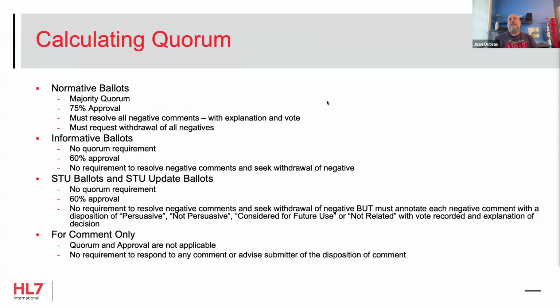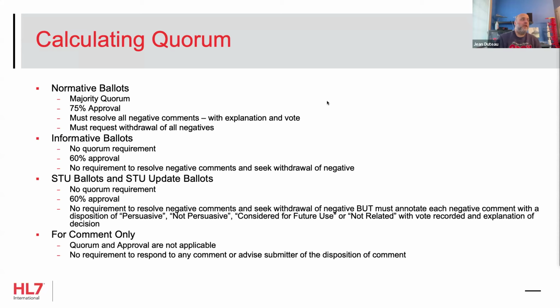I mentioned around the quorum, and these rules are on the ballot desktop, right? If it's normative, you have to have a majority quorum. So of the people who sign up to vote, a majority of them have to have voted, and you have to have 75% approval for a normative ballot to pass. All the negative comments have to be resolved, and they all need to be withdrawn to get published. You have the ability to, if someone refuses to withdraw, to override them, but that's sort of a heavy stick that comes in later.